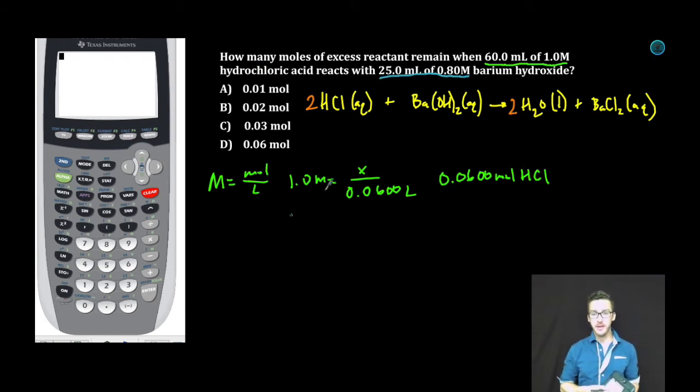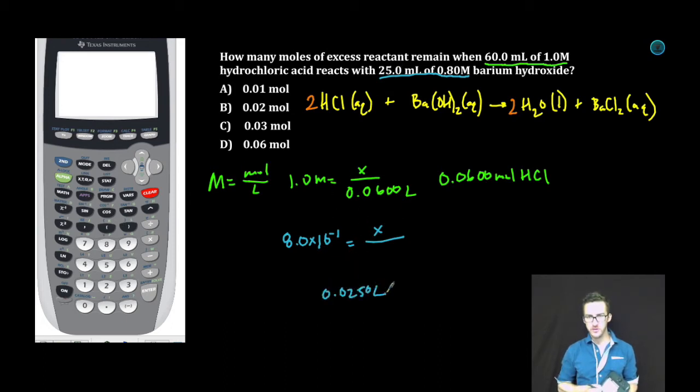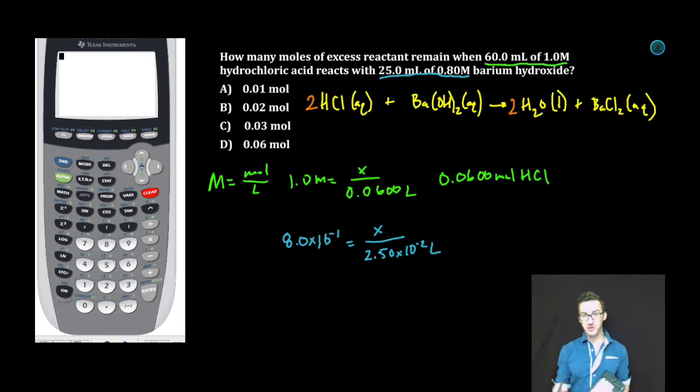We're going to do the same thing for barium hydroxide. This time, though, I'm going to put my numbers in scientific notation. I have 8.0 times 10 to the negative 1 equals x over 0.0250 liters, so 2.5 times 10 to the minus 2 liters. And again, the reason why I do this is when I can't use my calculator on multiple choice, it's easier for me to work in scientific notation.